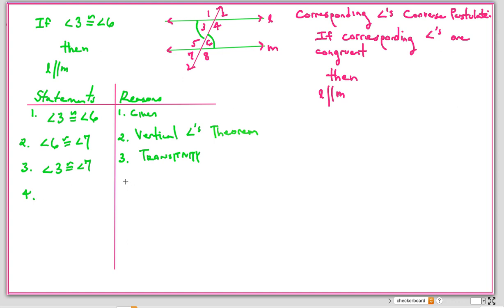And then I finish off with saying that, well, 3 is congruent to 7, 3 is corresponding with 7. And I use this postulate here to say that then the lines must be parallel. L is parallel to M because a pair of corresponding angles are congruent. If a pair of corresponding angles are congruent, then the lines are parallel. Corresponding angles converse postulate, and you're done.